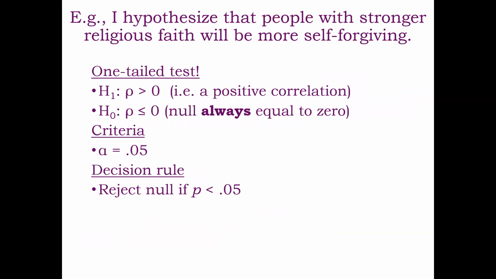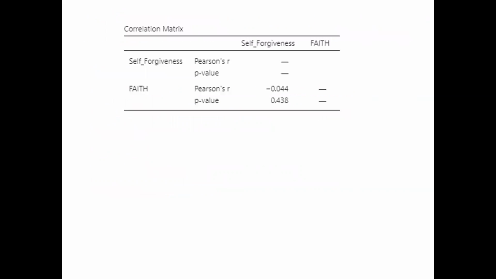So for example, I hypothesize that people with stronger religious faith will be more self-forgiving. This is a positive correlation being predicted here, so it's a one-tailed test. Our alternative hypothesis, which corresponds to our research hypothesis, is rho greater than 0, a positive correlation. Our null hypothesis is rho less than or equal to 0. Null is always equal to 0. Our criterion is alpha equals 0.05, and our decision rule is reject the null if p is less than 0.05. We collect the data and look what we get. We get a Pearson's r of negative 0.04, p-value of 0.438.